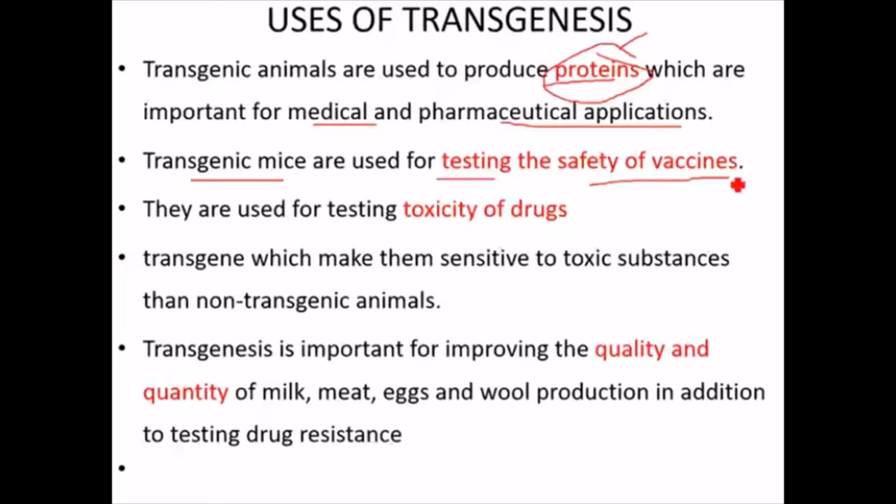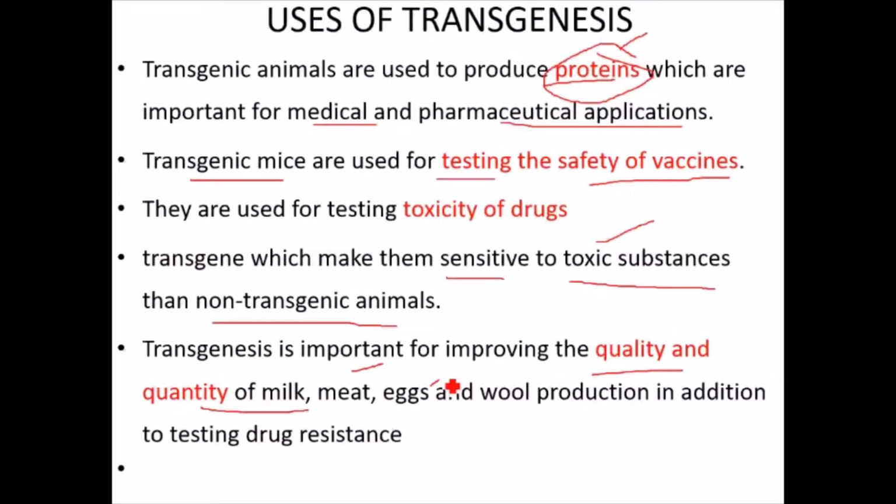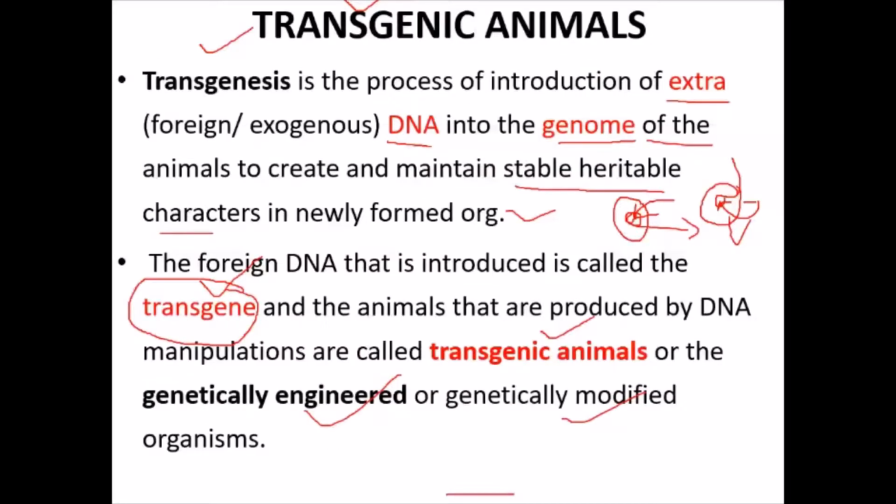At the same time, the transgenic animals are more sensitive to toxic substances than non-transgenic animals, so we use this as the best host for testing of drugs and vaccines. So transgenesis is important for improving the quality and quantity of milk, meat, egg, wool production in addition to testing drug resistance. So these are all the uses of transgenic animals. Anything else? Transgenesis, I have given a definition, then steps, then uses of transgenesis. Move on to the biological products and their uses.